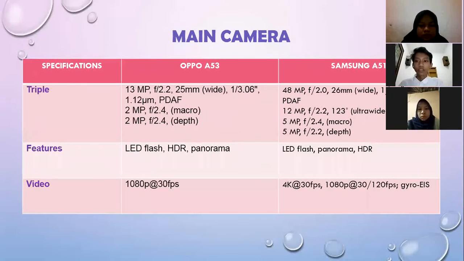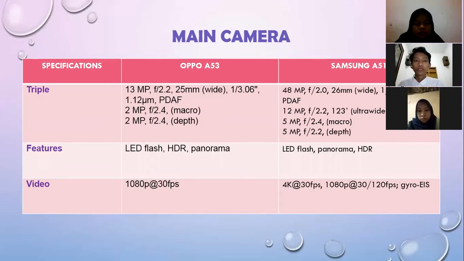Next is main camera. Number one, triple. Samsung is better than Oppo. Number two, features. Oppo has LED flash, HDR, panorama. Samsung has LED flash, HDR, panorama. The features of both phones are the same.